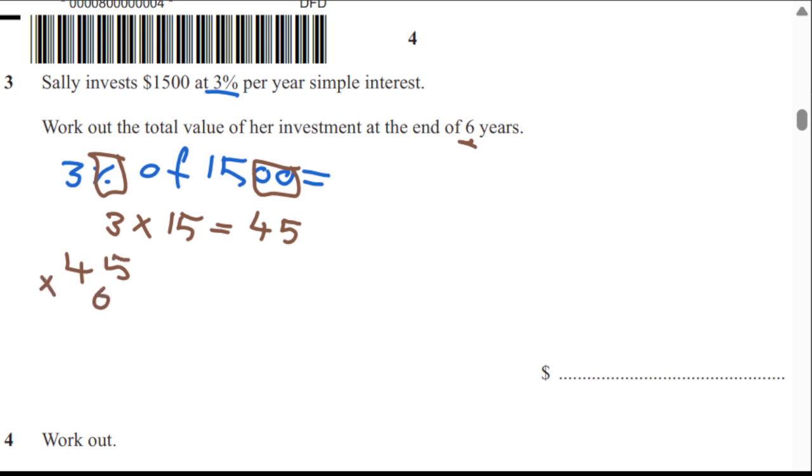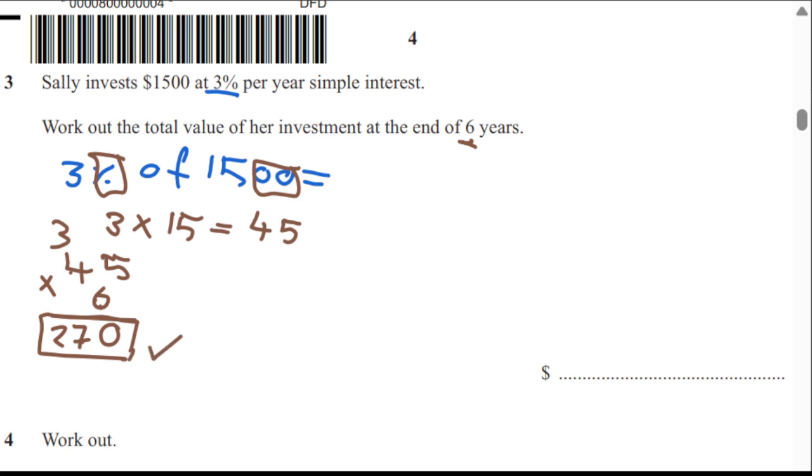times 6. Now 6 times 5 is 30, so 0 and 3 up there, and then 6 times 4 is 24, plus 3 is 27. What's that? This number is the profit she will get after 6 years. If they ask you to find the profit, it's just 270.